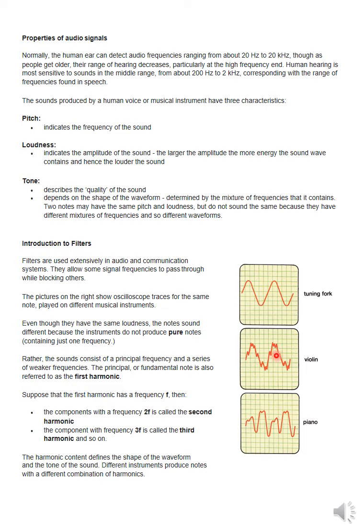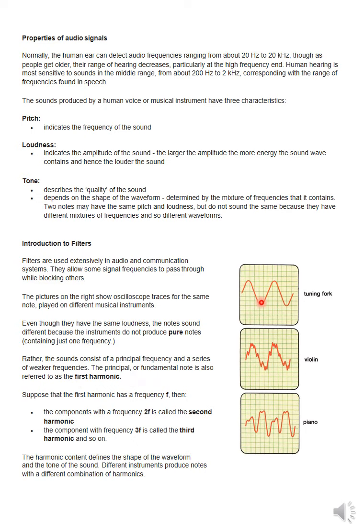If you are using, let's say, a violin, it will create a sinusoidal wave like this, with changes on the tops, glitches you can say. And piano, even if we are using the same pitch, will have different notes, so that's why you can see the waveforms are different, and you can see that there is a difference in the frequency also. Rather, the sound consists of a principal frequency and a series of weaker frequencies. The principal or fundamental note is also referred to as the first harmonic.